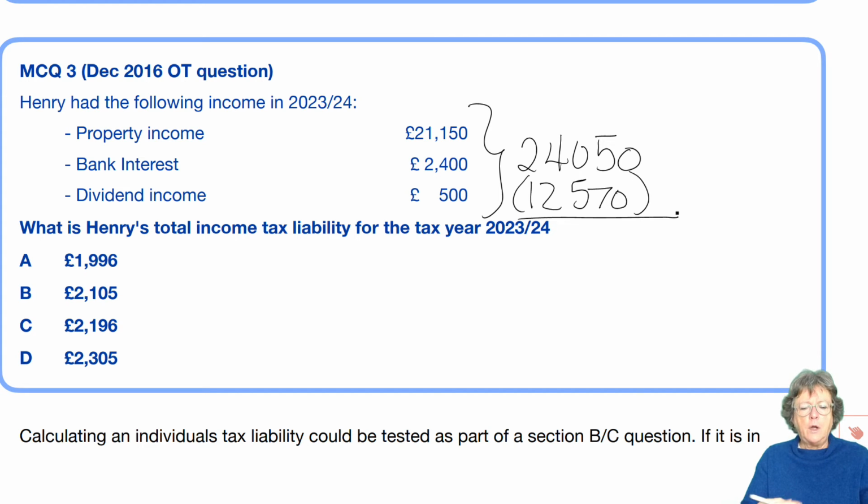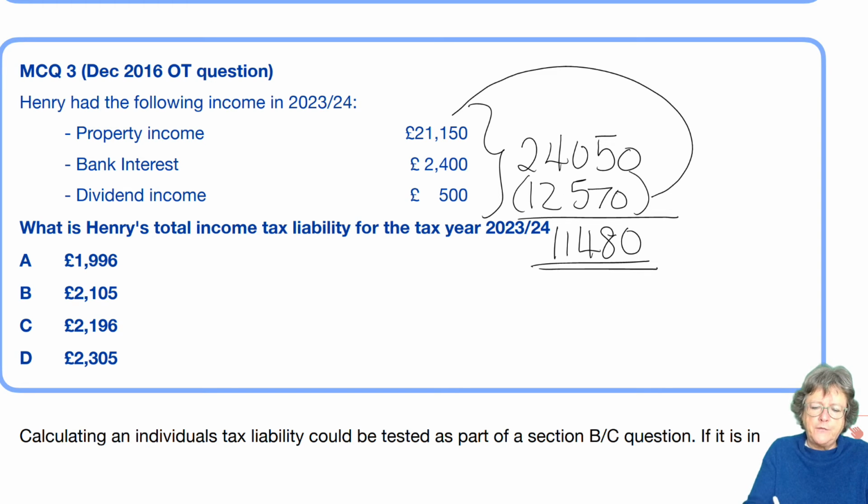Okay, now obviously all I'm doing here is just making quick notes. I could do a full pro forma, and if you look on the model answer, there is a full pro forma so you can check it. But I'm just doing a rough one here so that you can see how your brain could work if you were dealing with this. So we're down to 11,480. Okay, so the personal allowance always comes off that first.